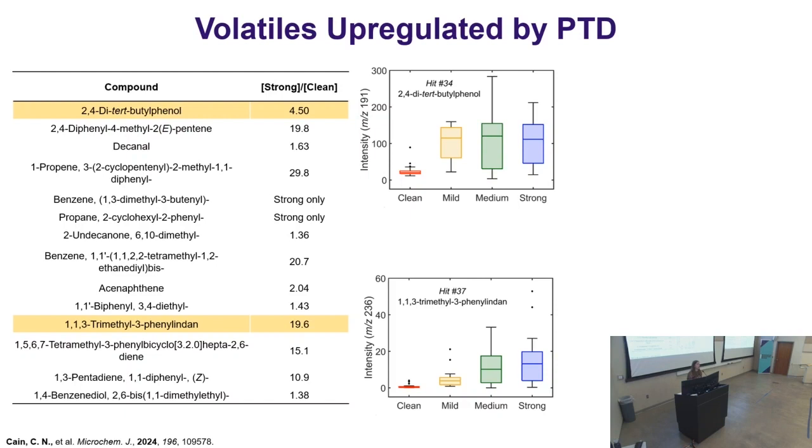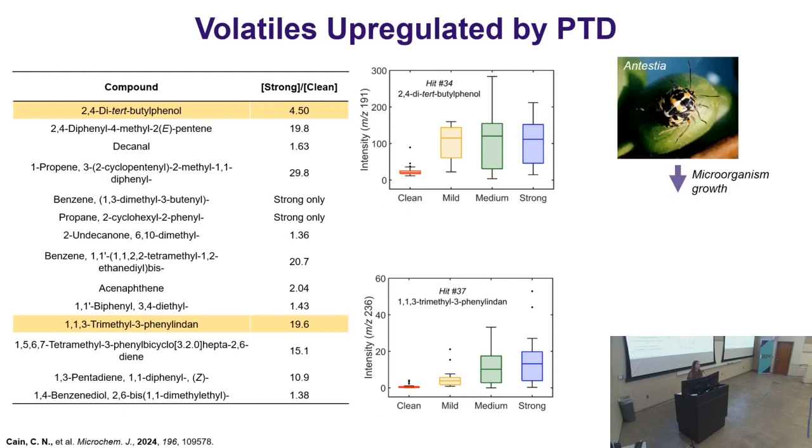2,4-di-tert-butylphenol, that's the top box and whiskers plot, and 1,1,3-trimethyl-3-phenylindane-dione, that's the bottom box and whiskers plot. What we can see is that they pretty much have no signal in our clean coffee samples, but then they greatly increase in signal when we go to any of our potato taste defected coffee samples. And when we start to dig into the literature, we can actually see that these analytes unveil a potential pathway for causing potato taste defect in these roasted coffee beans.